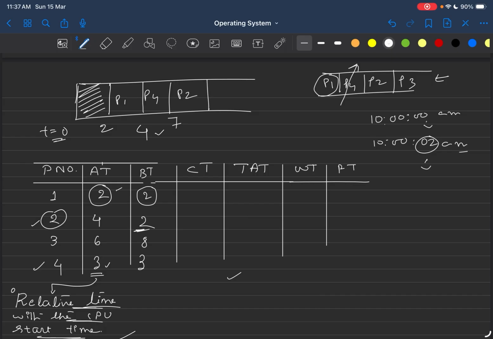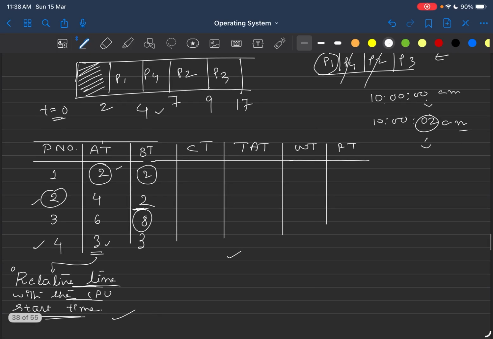What is the burst time of P2? That is 2, that is up to 9. P2 will be running till 9. Then only one process is pending, that is P3. P3 is scheduled at 9 and P3's execution time is 8 units. So 9 plus 8 is 17. Now let's fill the table.